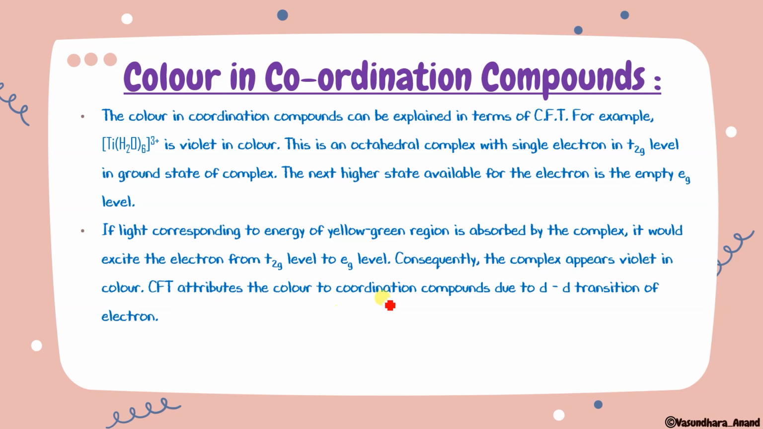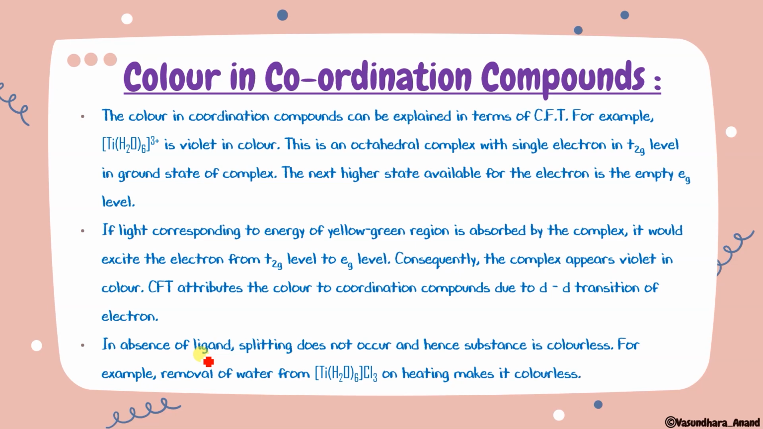CFT attributes the color of coordination compounds to the d-d transition of electrons. Yes, that question can be asked, why they show color. You can tell that because they show d-d transition, they have unpaired electrons. That's why they show d-d transition, and hence they show color. That can be answered. But which color it will show is completely experimental. So there is only one way to learn that.